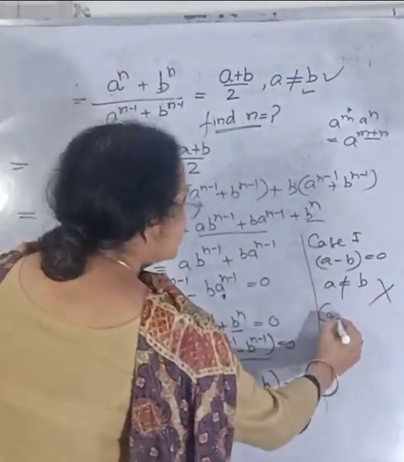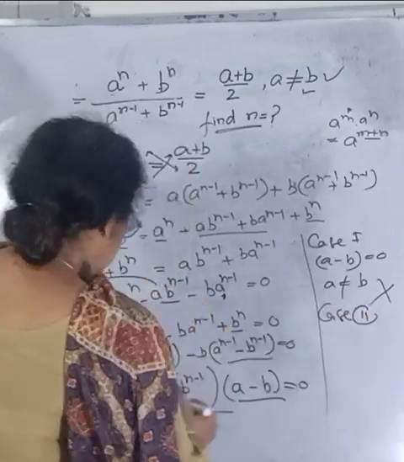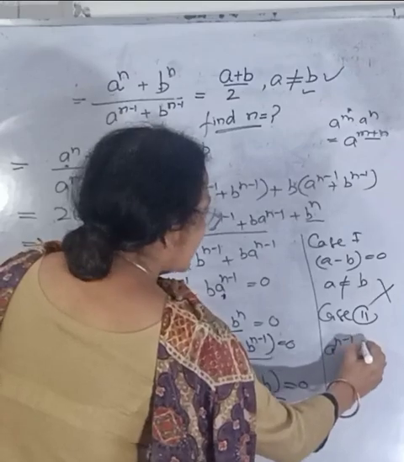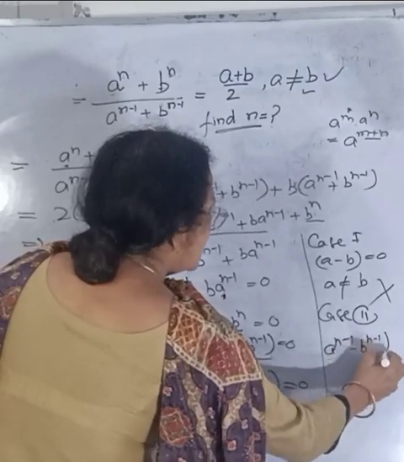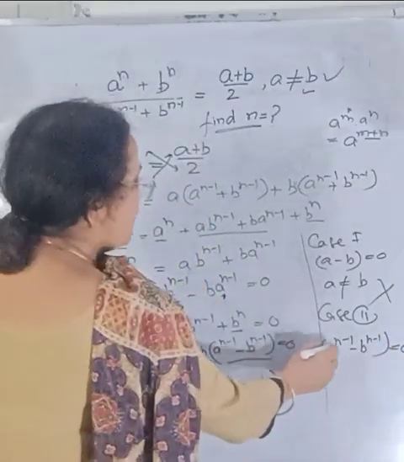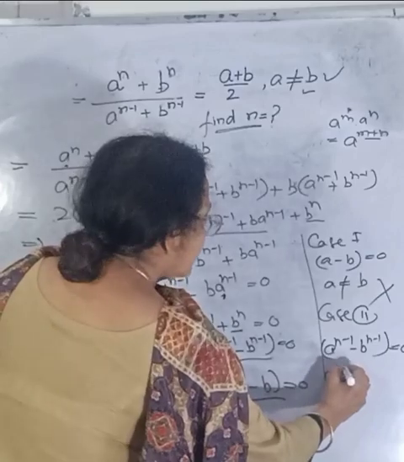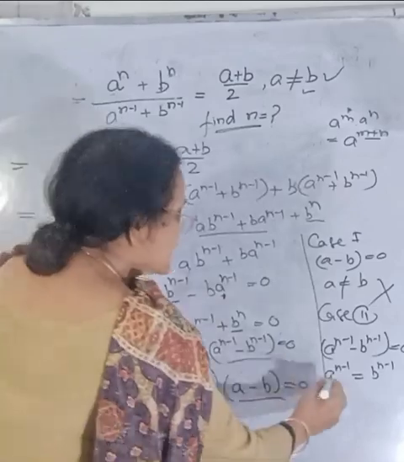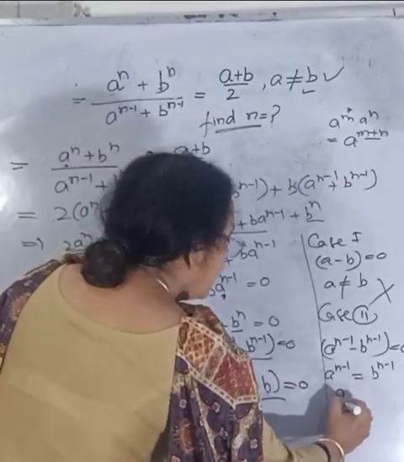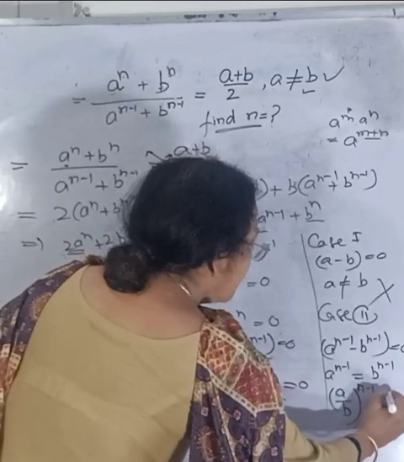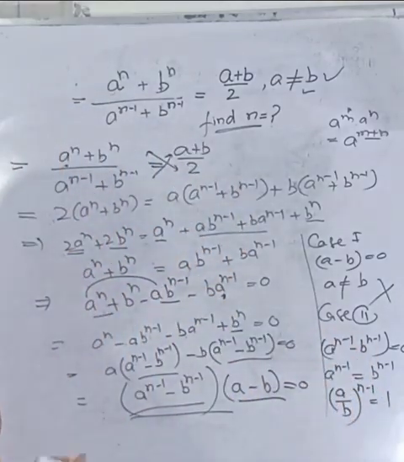Second case, that is a to the power n minus 1 minus b to the power n minus 1 is equal to 0. It means a to the power n minus 1 is equal to b to the power n minus 1. Or we can say a upon b whole to the power n minus 1 is equal to 1.